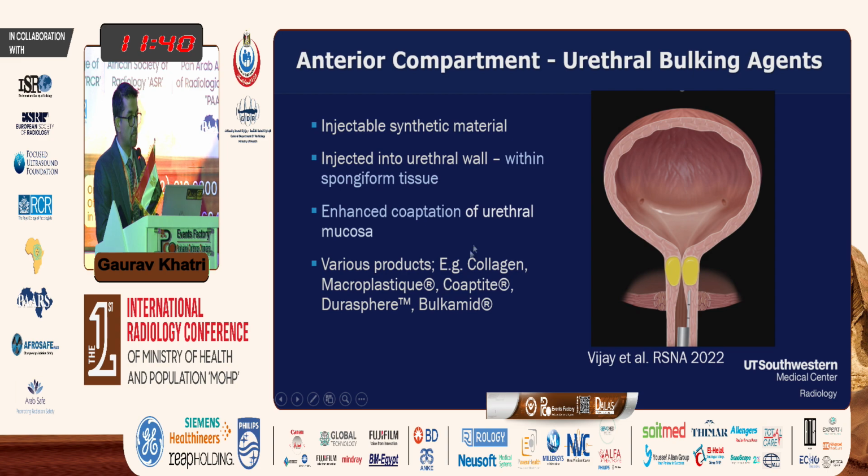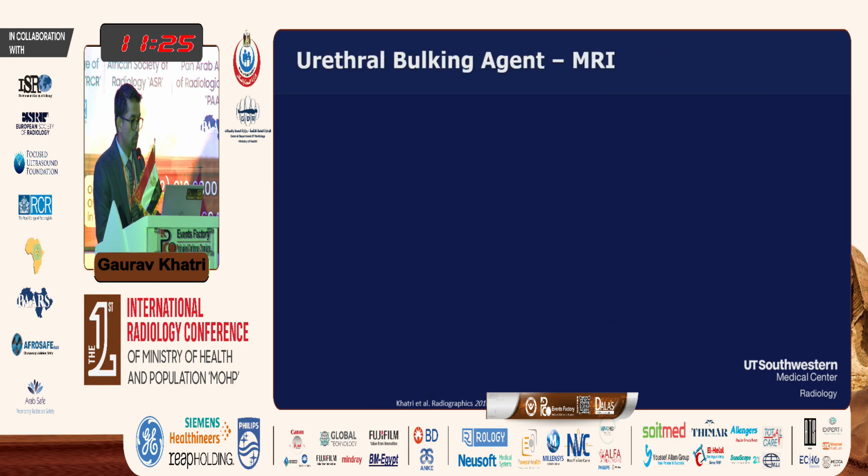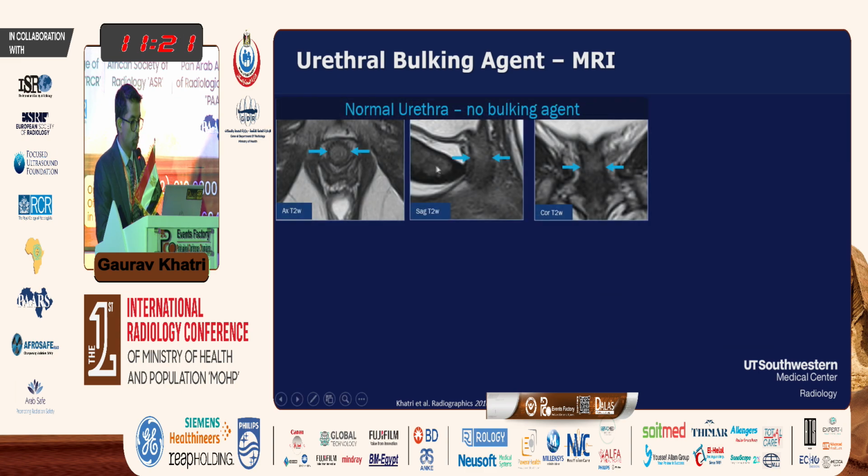There's various different products that have been used. I'm not going to go into specific products here, but just so you know, there's different products and they're made from different synthetic materials. The most common one is a silicone polymer. So what does this look like on MRI? So here's an example of an MRI of a normal urethra.